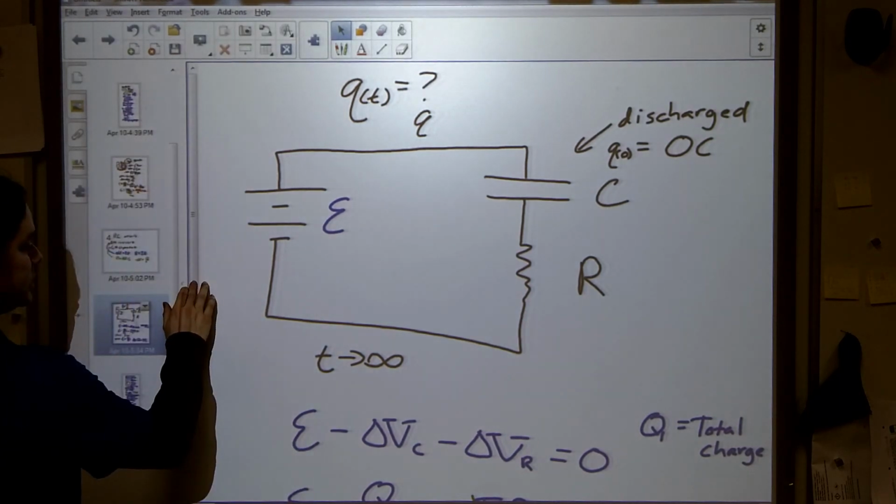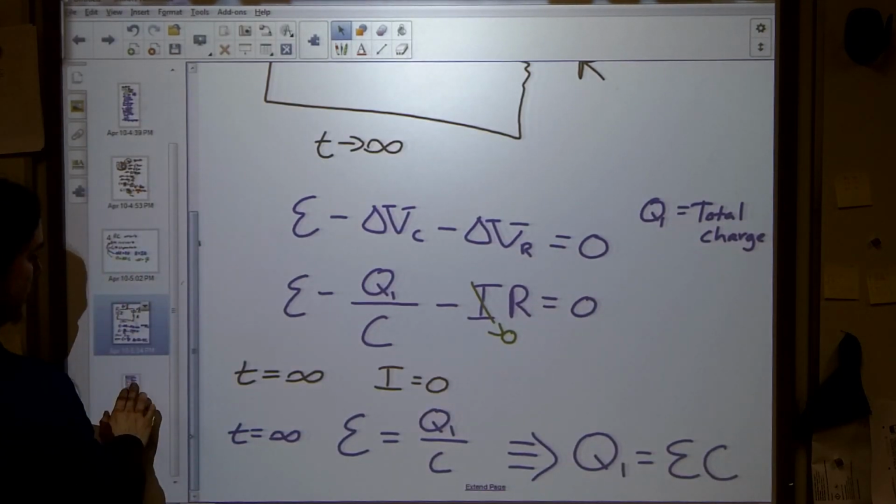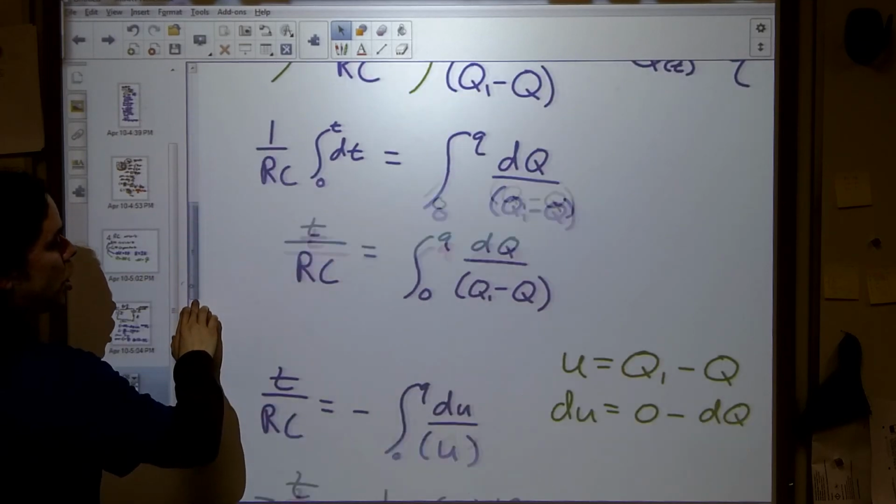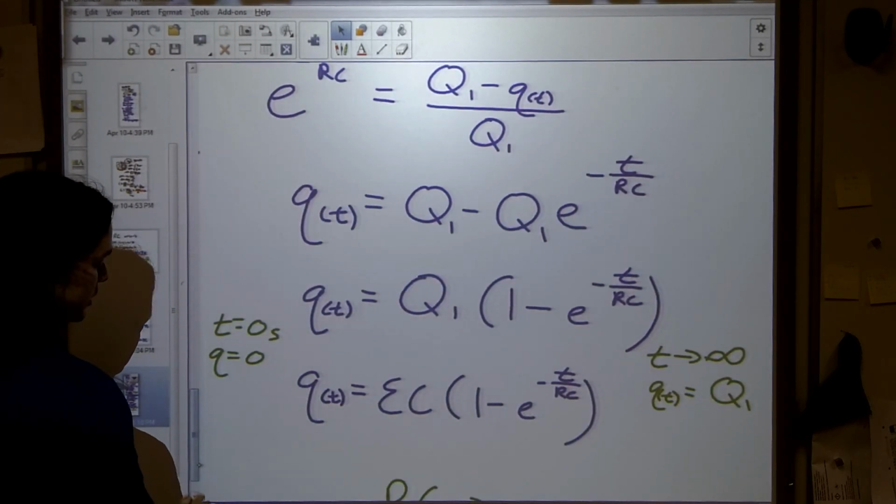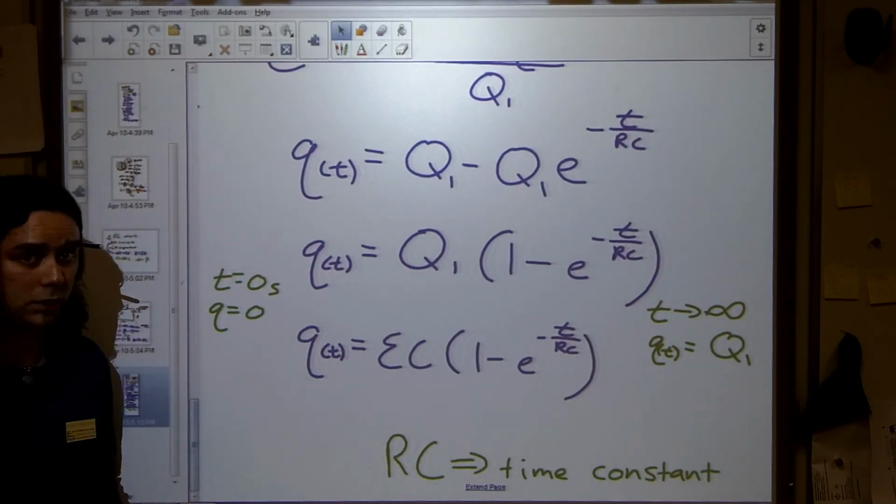All right, this is the calculus of an RC circuit. This is charging the RC circuit. I'll see if I can do one pretty quickly for discharging an RC circuit.